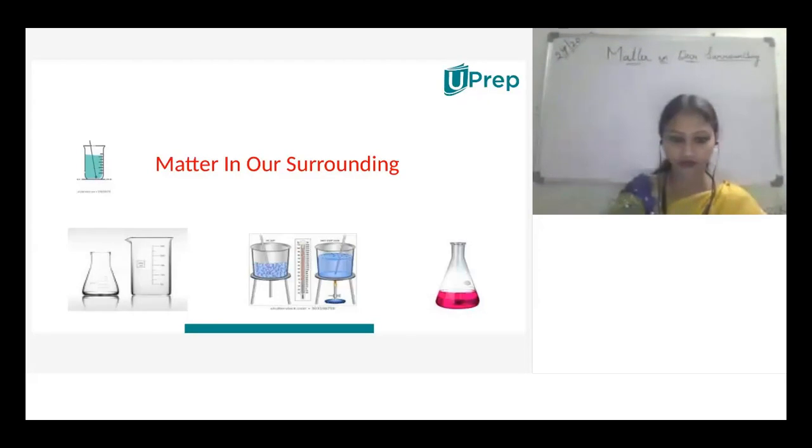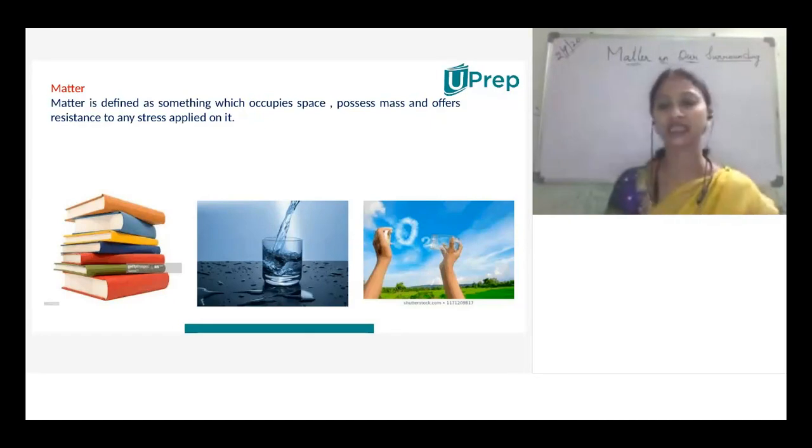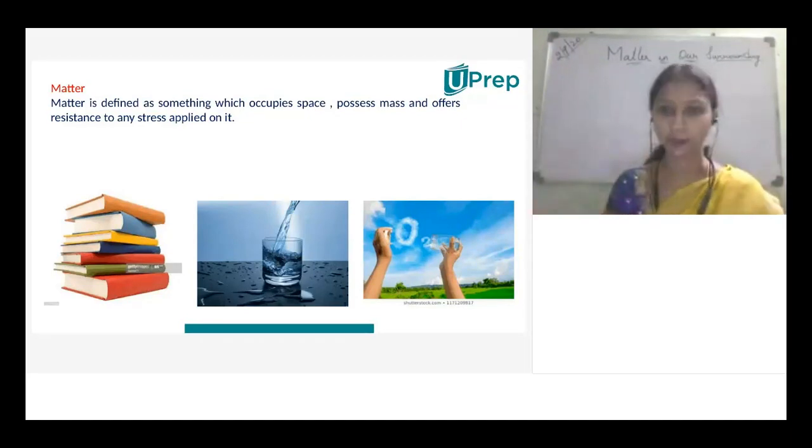Matter is defined as something which occupies space, possesses mass, and offers resistance to any stress applied on it. We discussed matter by giving many examples of things around us, especially the book, the pen we are using to write, and the screen in front of you. Everything is nothing but matter.